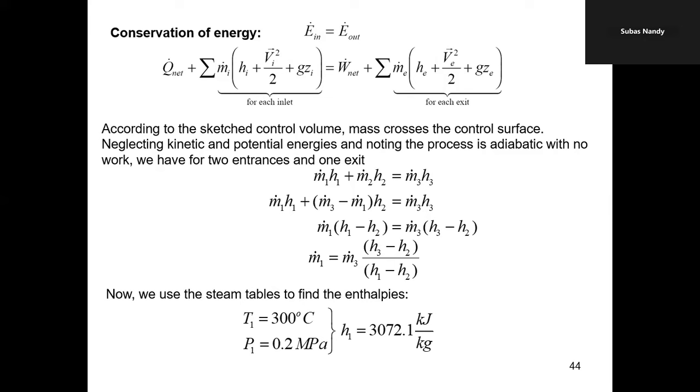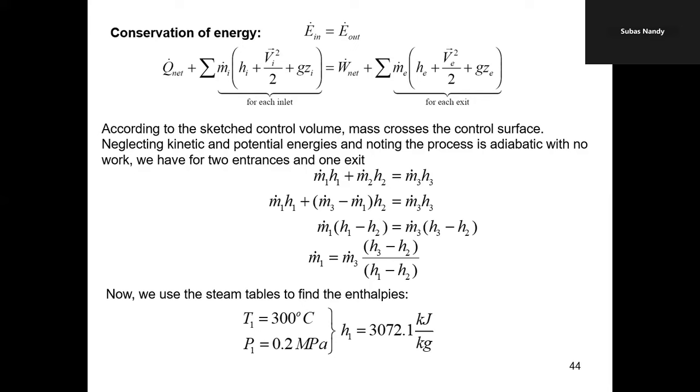Okay, according to the sketch, mass crosses the control surface. Neglecting kinetic and potential energies, and noting the process is adiabatic with no work, we have two entrances and one exit. So again, what is the bottom line? Enthalpy coming in must be equal to the enthalpy going out, from which we can solve for M1 dot. Okay, and that is the mass flow rate of the steam coming in.